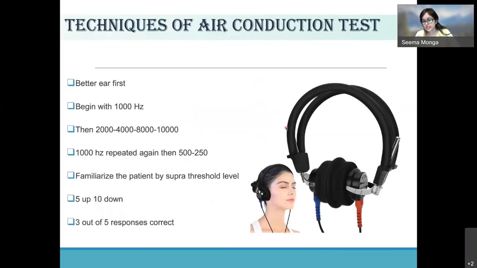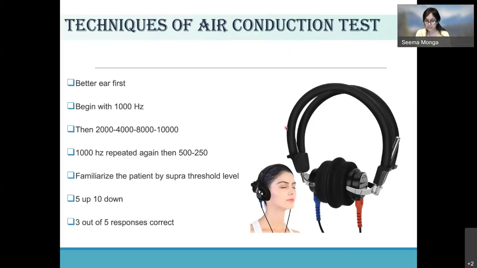So how do you do pure tone audiometry? So first of all, start with the better ear. Why? Because if you start with the poor ear, he won't understand what sound you are giving. So start with the better ear. How will you know what is the better ear? By general conversation. This is what I'm talking about in audiology.